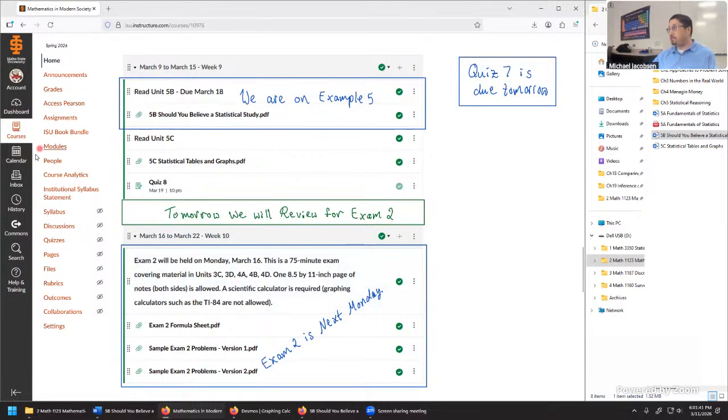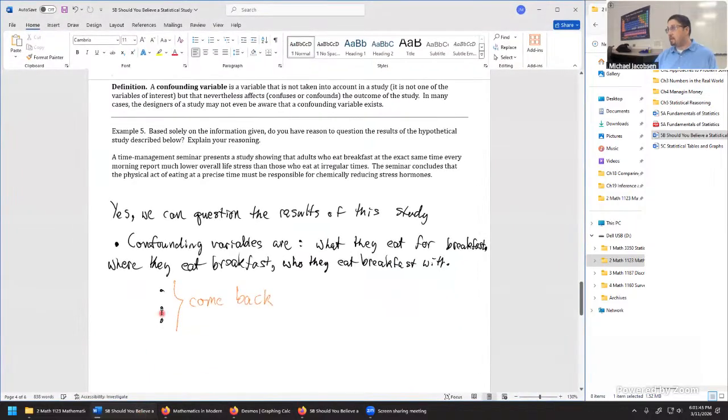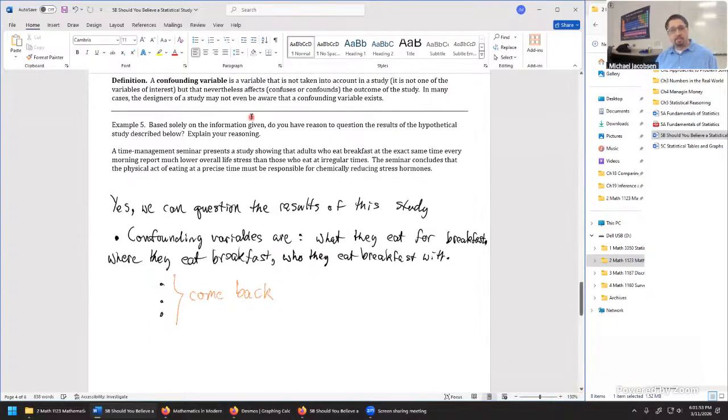But here's where we left off in Unit 5B. We got most of the way through this problem. We were looking through the definition of a confounding variable. The thought is a confounding variable is some variable that's not the variable of interest in a particular study. But if we don't take it into account and try to control for it, it can confuse or affect or influence in some way the variable that we're trying to measure.